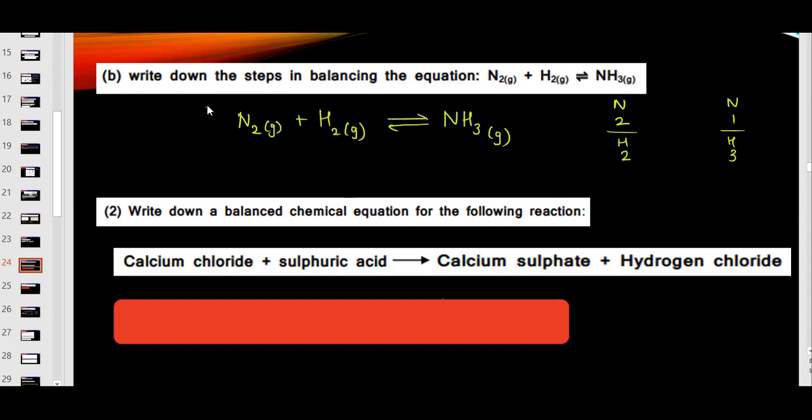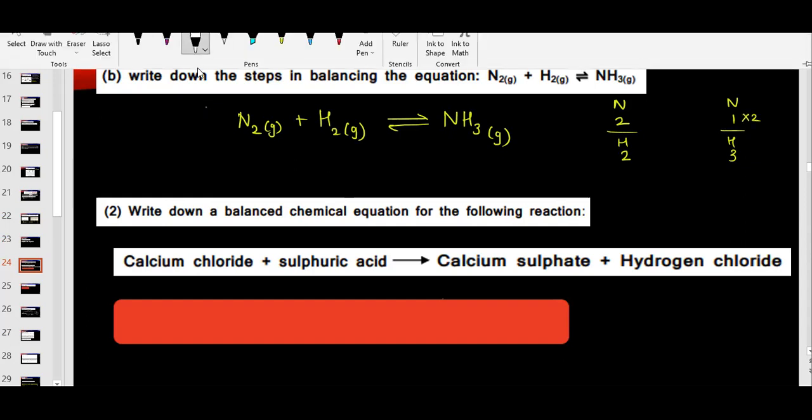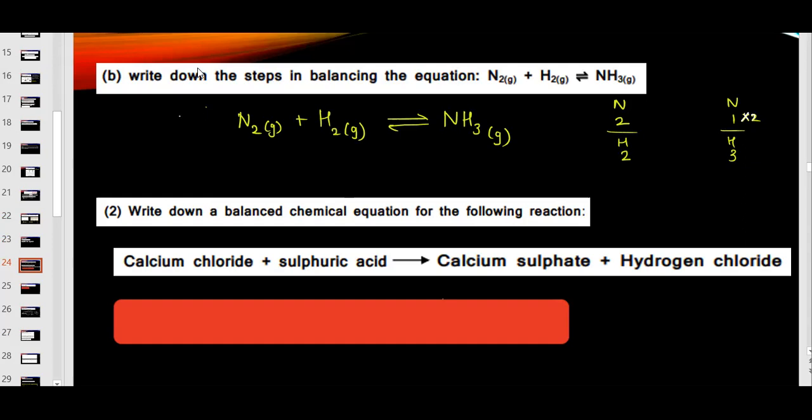Here there is nitrogen 2 and here nitrogen is only 1. Can I make this nitrogen 2 by multiplying this with 2? So what I will do, I am using a different color so that I can show you. I will multiply this nitrogen with 2 so that there is 2 nitrogen here, 2 nitrogen here. Nitrogen is balanced.